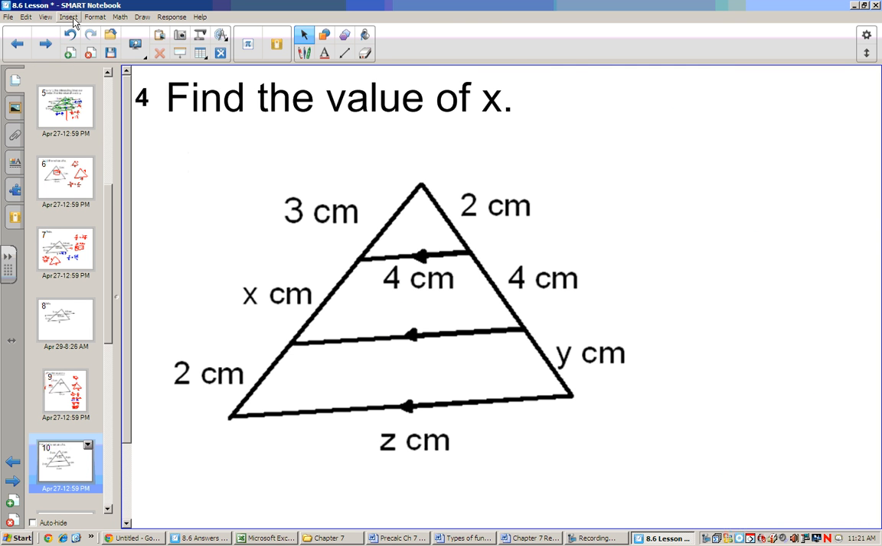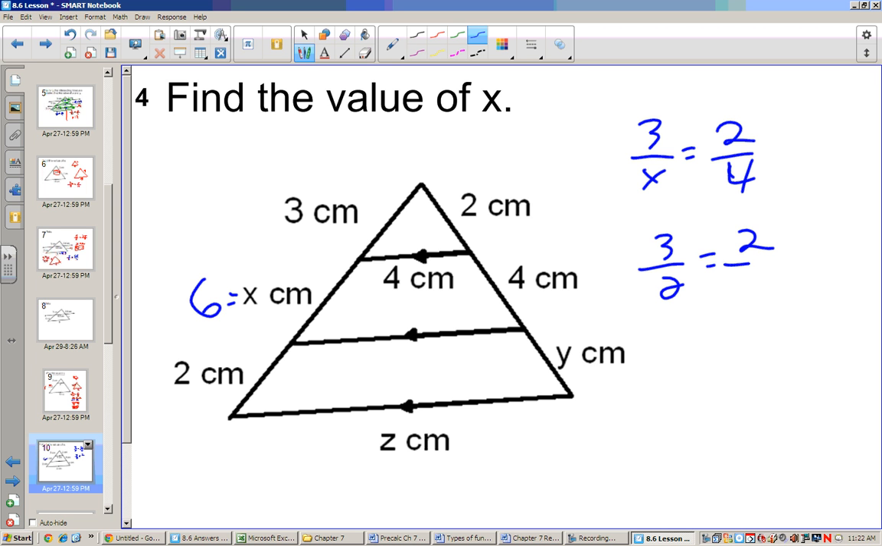All right, now again, pause the video, see if you can do this one on your own. Hopefully you're done. If I wanted to find the value for x, I would do 3 over x is equal to 2 over 4. You can cross multiply and divide. 12 divided by 2 would give us 6 for an x. If I want to find the value of y, 3 over 2 is equal to 2 over y. This would be 4 over 3, which is 4/3, or 1 1/3.